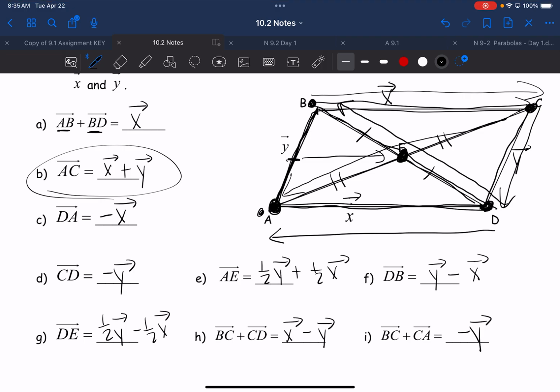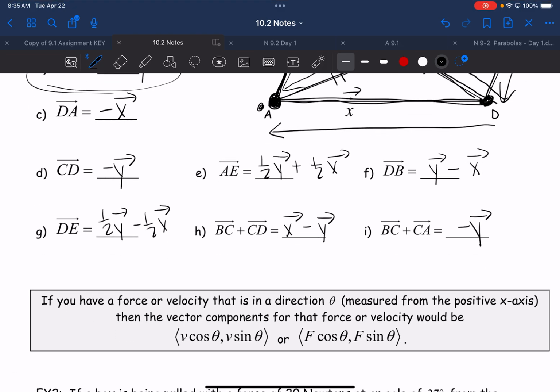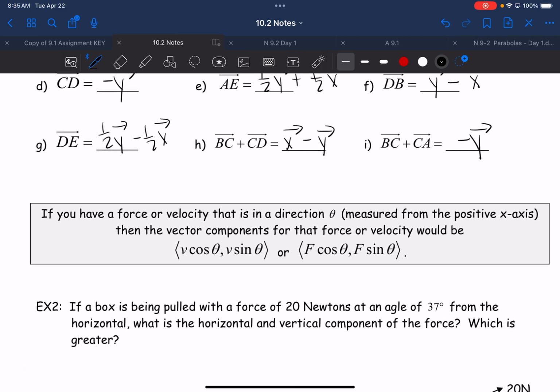All right, so let's move on to some new information. It says, if you have force or velocity that is in a direction theta, measured from the positive x-axis, then the vector components for that force or velocity would be written as the vector with velocity times cosine of theta, comma, velocity times sine of theta, or force times cosine theta, force times sine theta. So depending on if they tell you velocity or force, we will multiply it times both our x and y component, which for us are going to be cosine and sine.